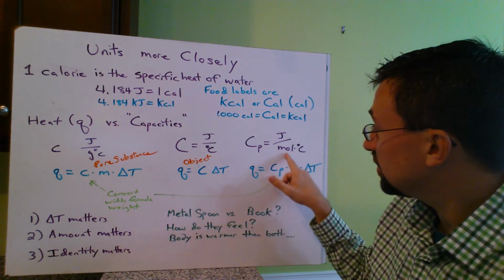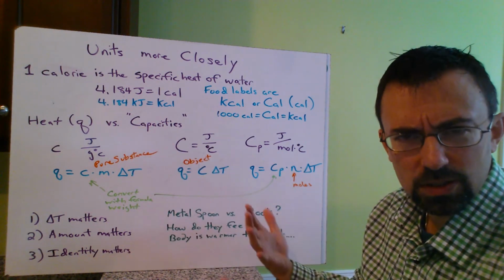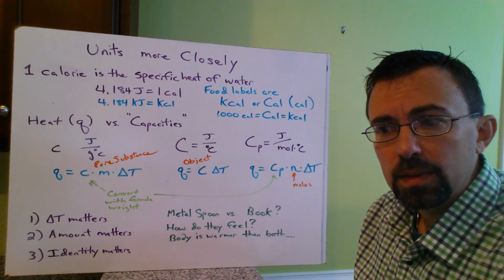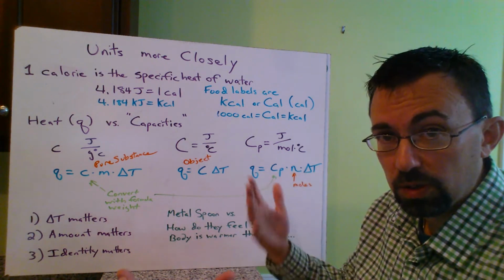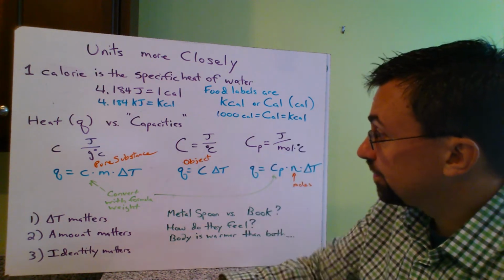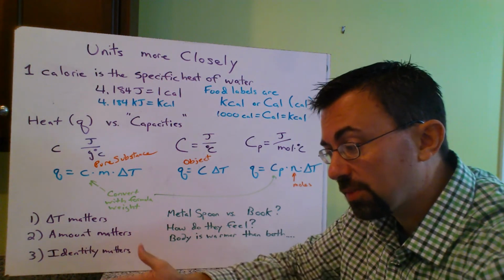Honestly, if I was using this, I would just convert from moles to grams and then use this just like we used everything else. Instead of trying to learn another equation, I would just go from moles to grams because we've done that a whole bunch. So that idea. Okay, so what does this tell us mathematically matters for the changing of temperature of an object?